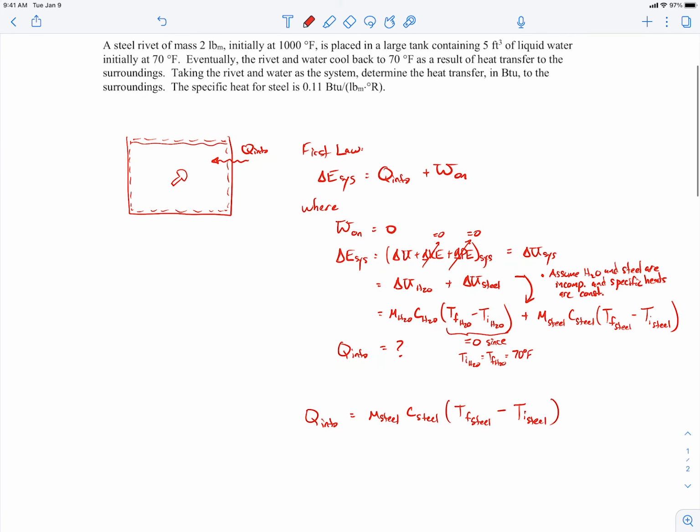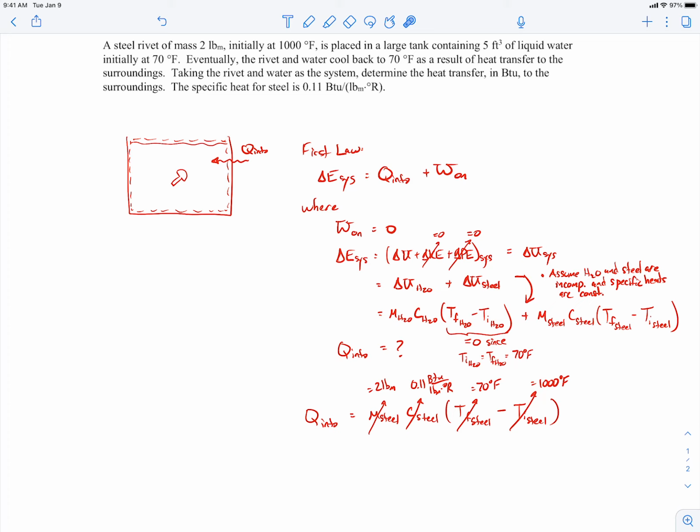Now we're given most everything we need in this. So we're told the mass of the steel is 2 pounds mass. We're told the specific heat of the steel is 0.11 BTUs per pound mass per degrees Rankine. We're told the final temperature of the steel is 70 degrees Fahrenheit, and the initial temperature of the steel was 1,000 degrees Fahrenheit. Now note, you don't need to change the degrees Fahrenheit to degrees Rankine here because we're dealing with the temperature difference. And a change of 1 degree Fahrenheit is the same as a change of 1 degree Rankine. So even though this is degrees Rankine here, it's totally fine to leave this as degrees Fahrenheit because we're just dealing with a change in temperature.